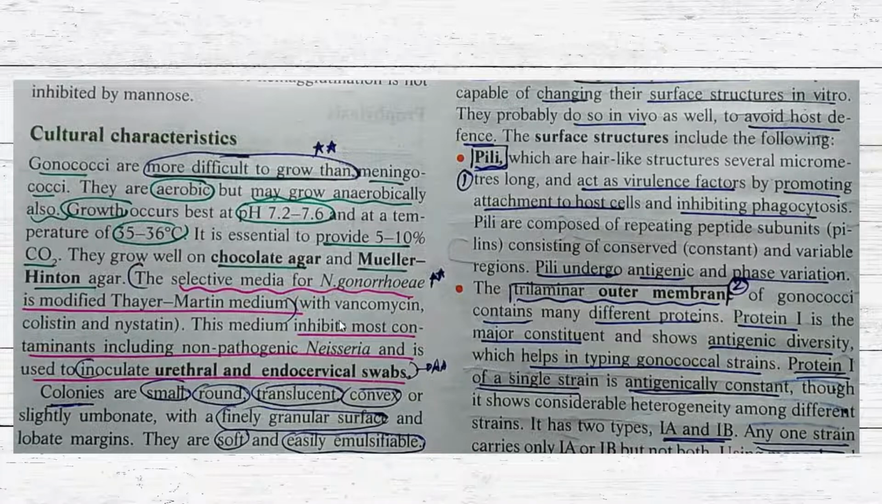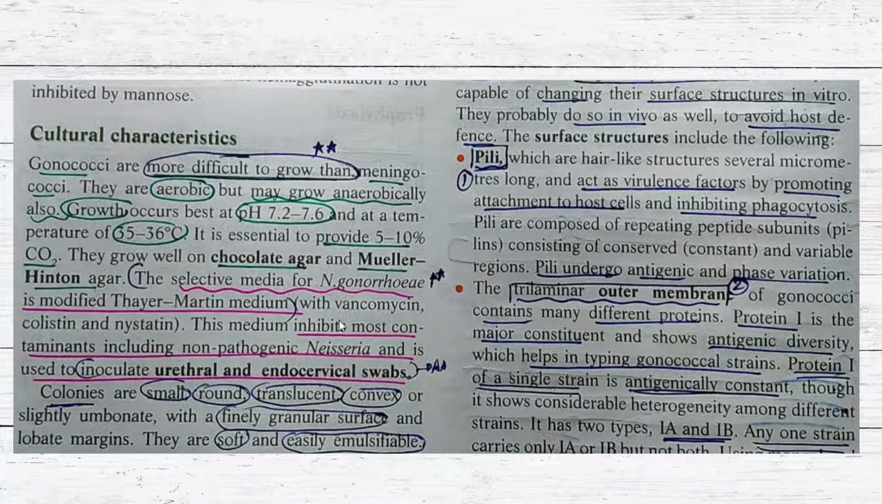And the culture media you can use: take chocolate agar or Mueller Hinton agar. Now, let's see which is the selective media for Neisseria gonorrhoeae. That is Thayer-Martin medium. In a Thayer-Martin medium, you should also have vancomycin, colistin, and nystatin. Why do we say that Thayer-Martin medium is a selective media for Neisseria gonorrhoeae? It's because they are going to inhibit most of the contaminants. The contaminants will be non-pathogenic Neisseria species, and also you can use it to inoculate urethral and endocervical swabs.